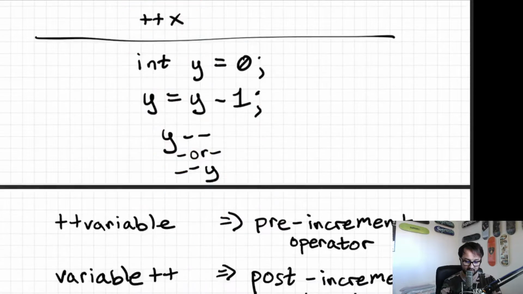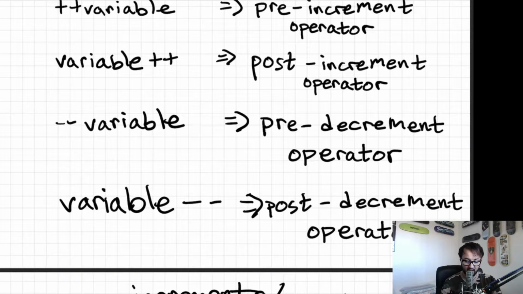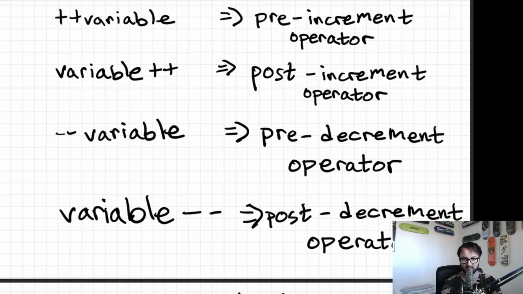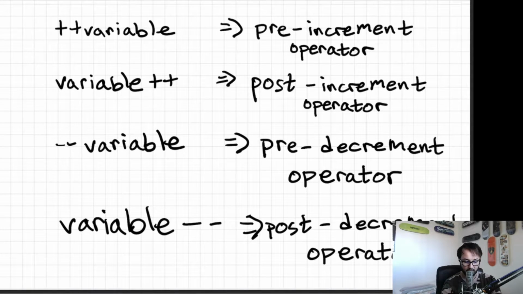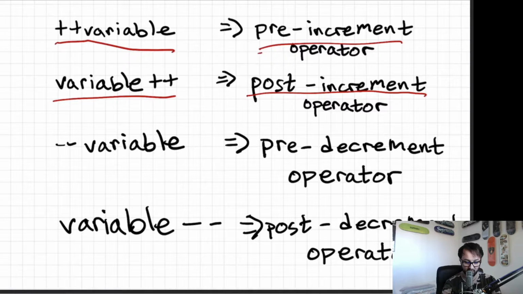And those operators are known as the pre- and post-increment slash decrement operators. And these are what they look like. You can either have plus plus variable or variable plus plus, where the plus plus first is the pre-increment, and then the plus plus after is the post-increment. Increment because you're incrementing it by one, whatever variable you have over here or over here.